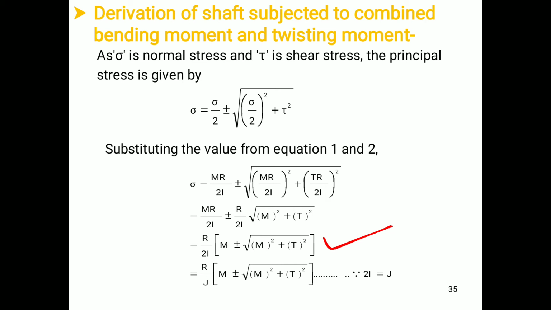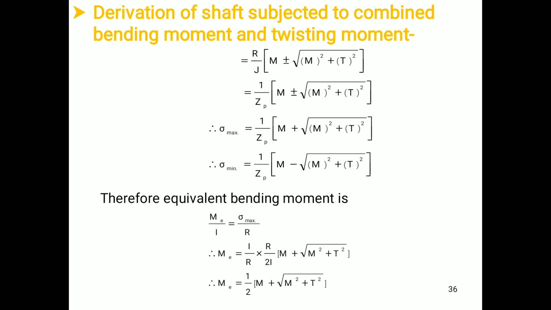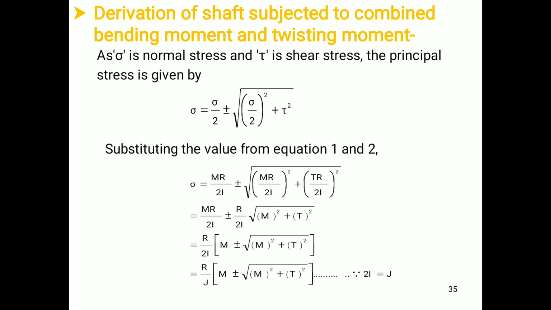Okay, after rearranging this equation and putting the value of 2I equal to J, we will have the final equation: R upon J into square bracket M plus-minus under root of M square plus T square. So this is the value of bending stress sigma which we have found. Now we will find the value of sigma maximum and sigma minimum, because it is the value of principal stress.